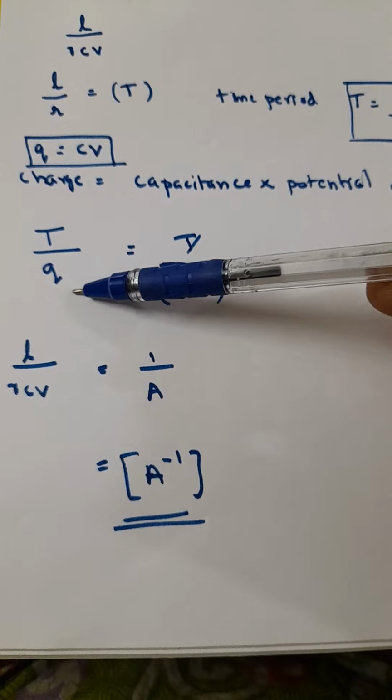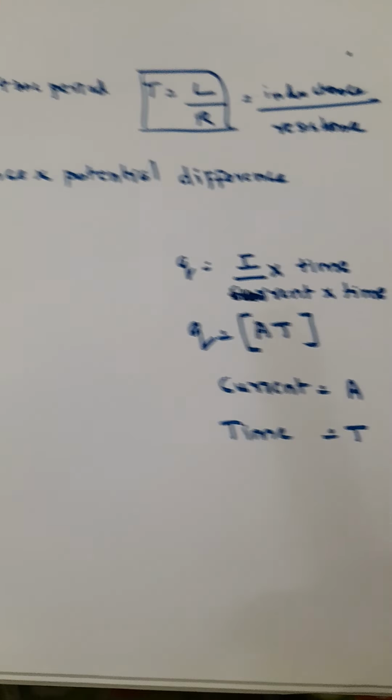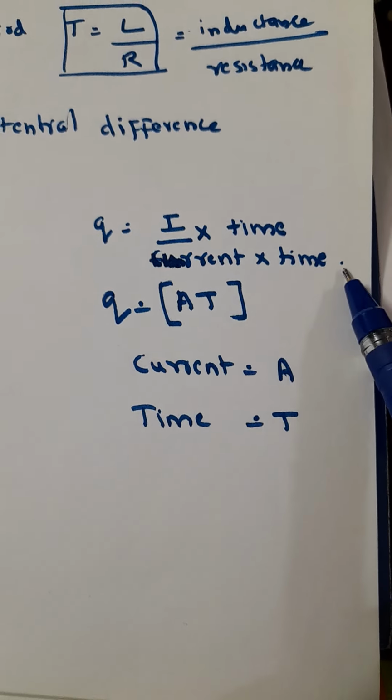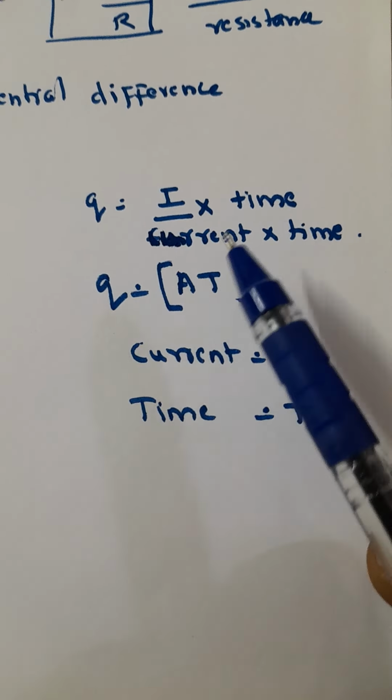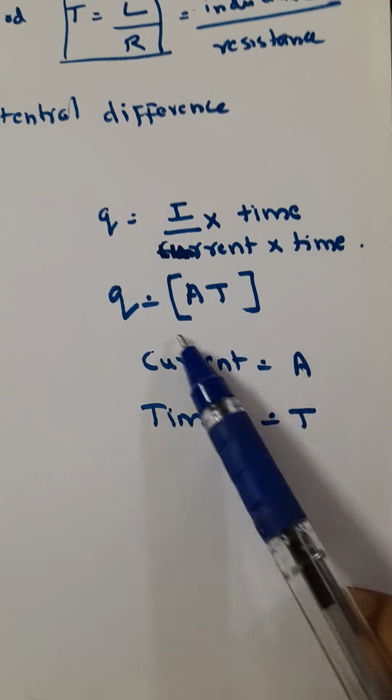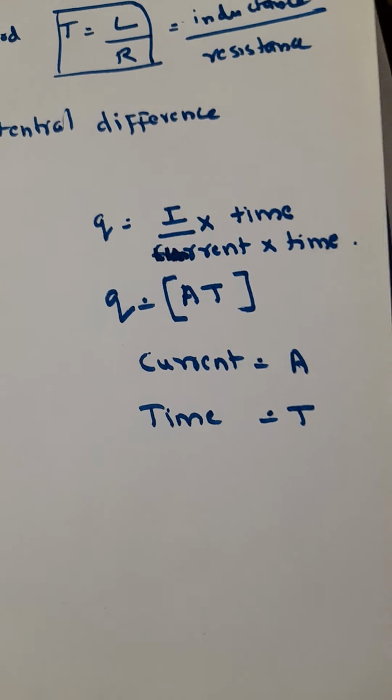Now we will see what you can write for Q here. So as I already said, Q is equal to I into time, that is current into time. For current, what do you use normally? A. Okay, and for time we use T. Okay, current is A and time is T.